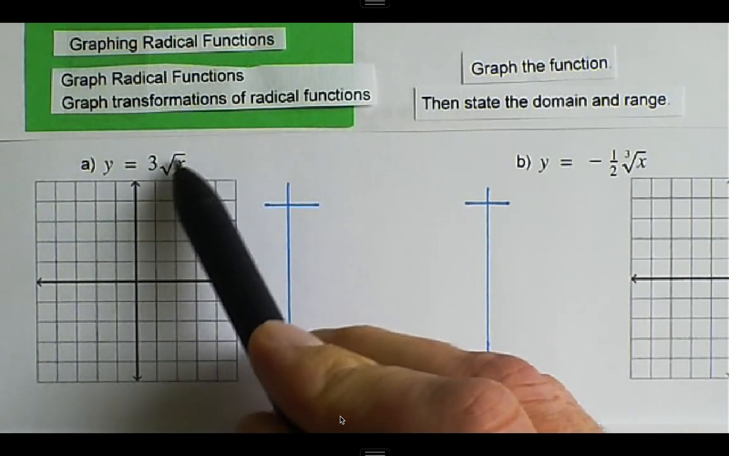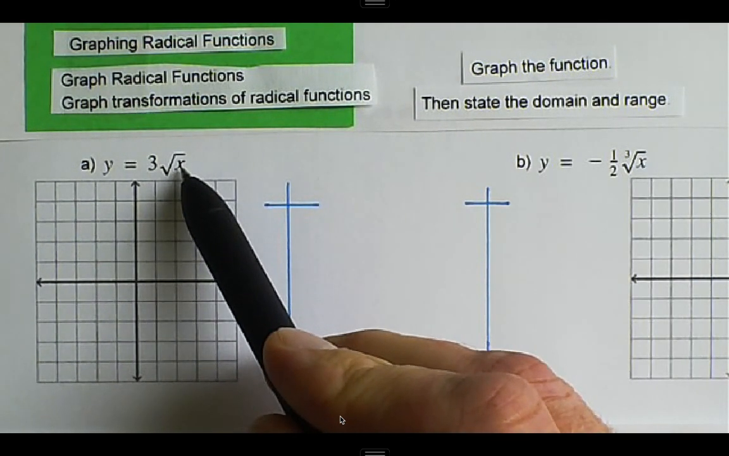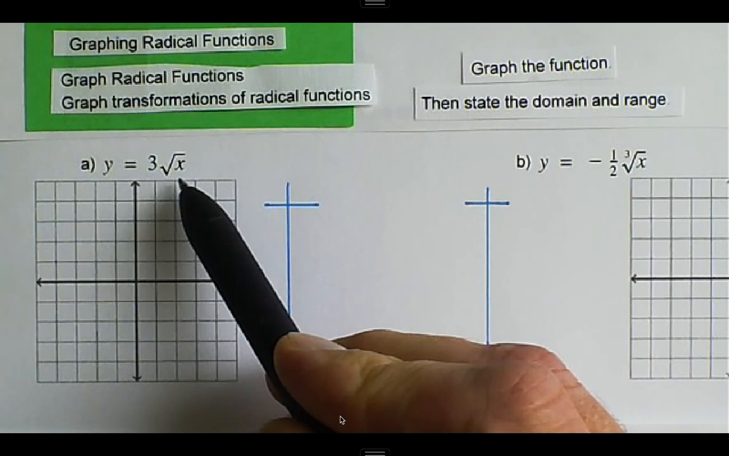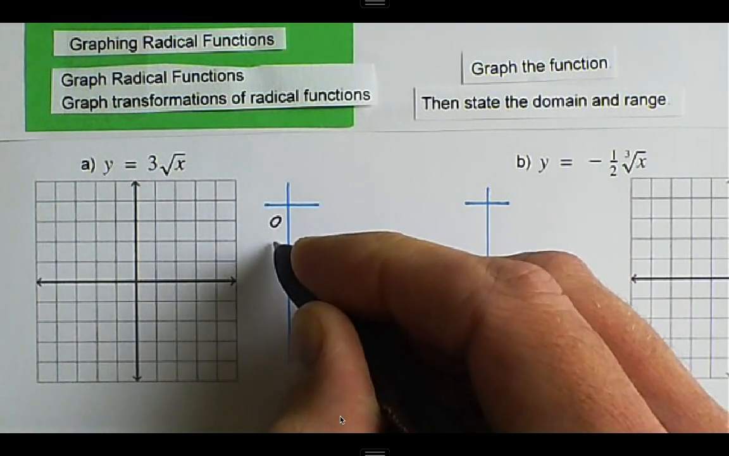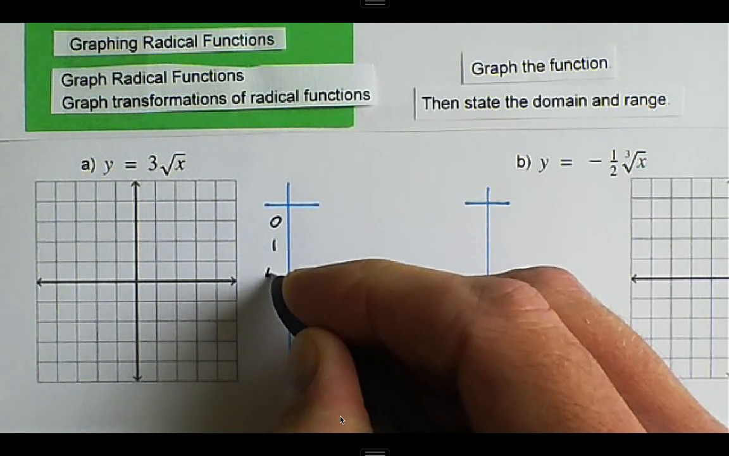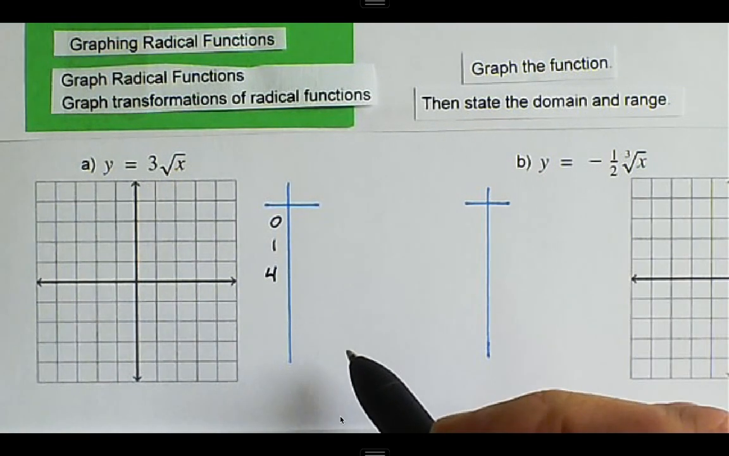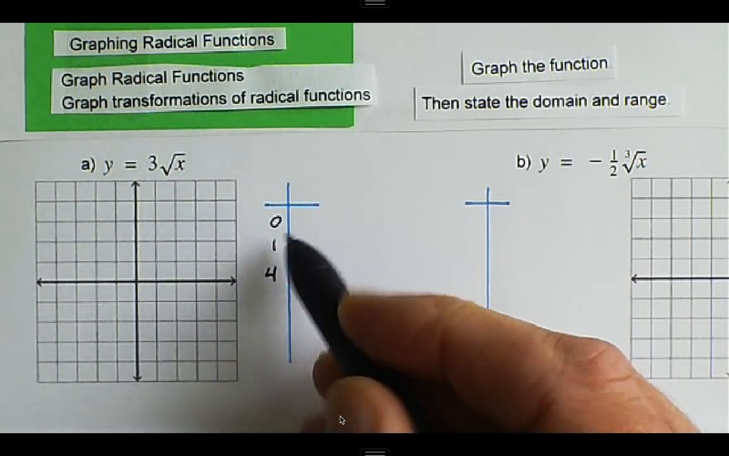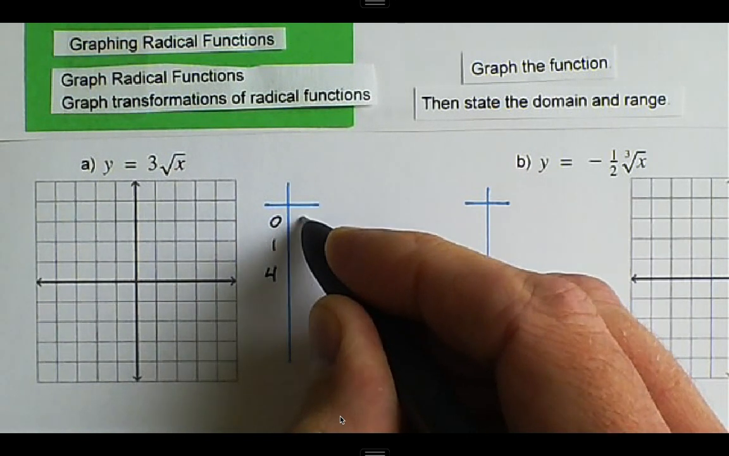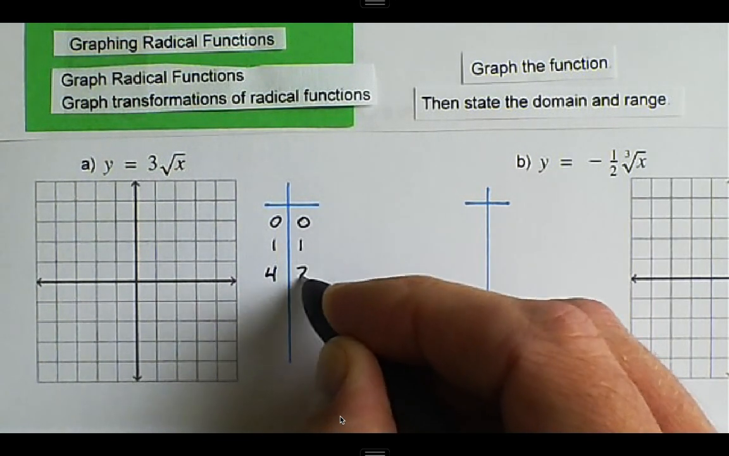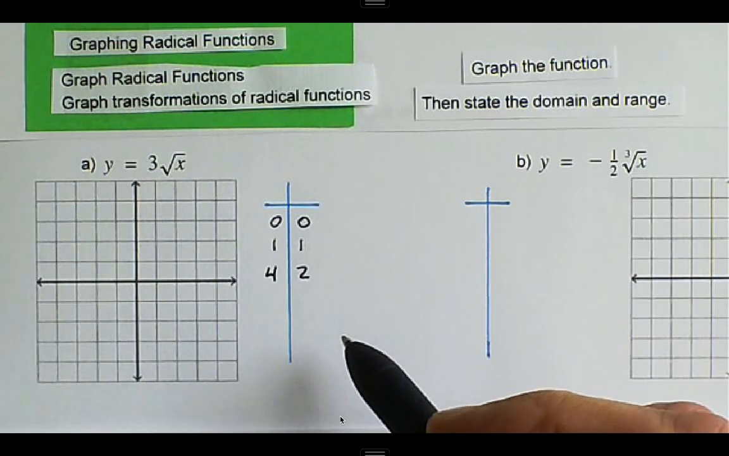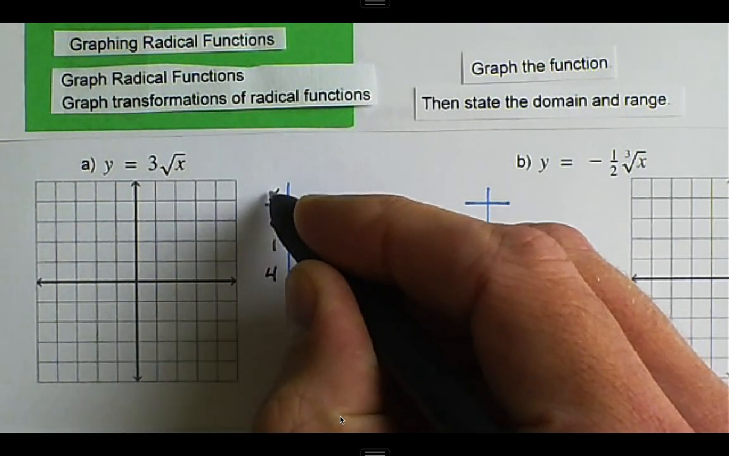So when we pick out values for x, we have to pick out values that are going to be perfect squares so that they're easier to graph. So some perfect squares are 0, 1, and 4. I know the answers to those. The square root of 0 is 0. The square root of 1 is 1, and the square root of 4 is 2. So those are the x and y values.